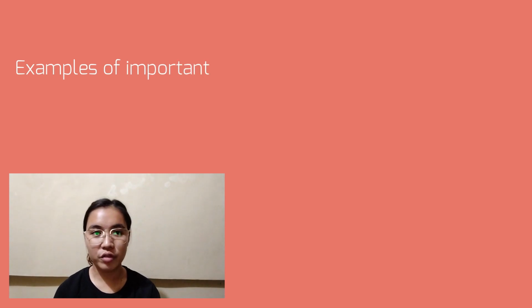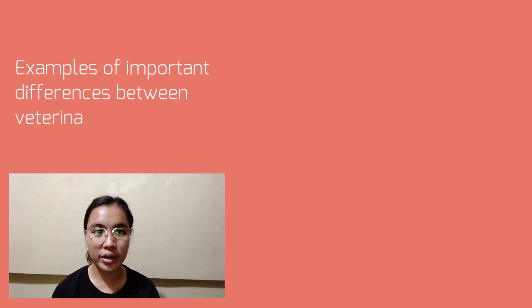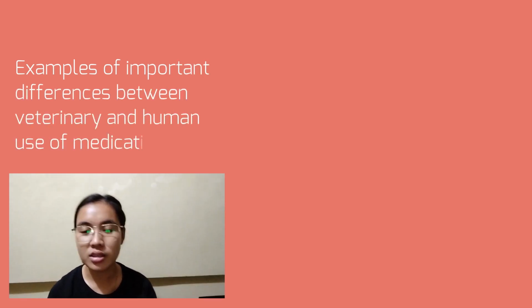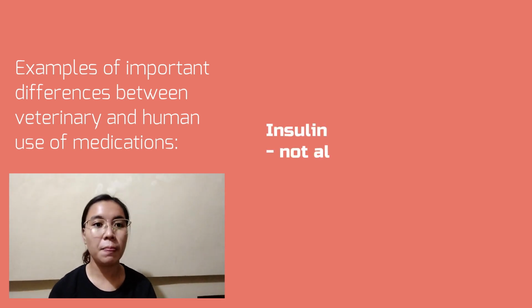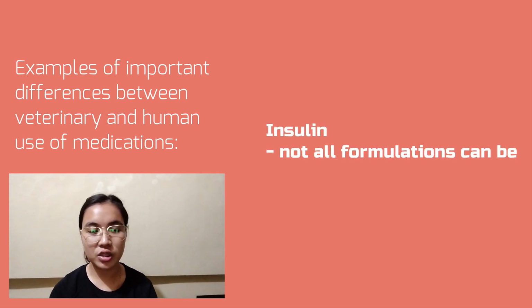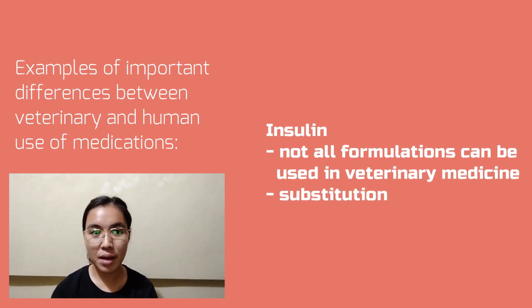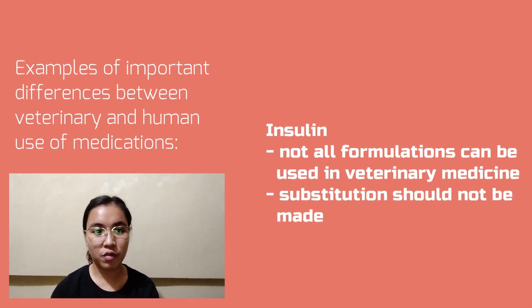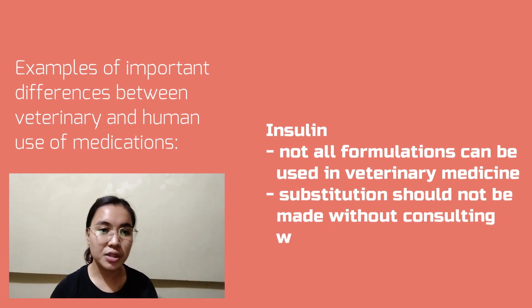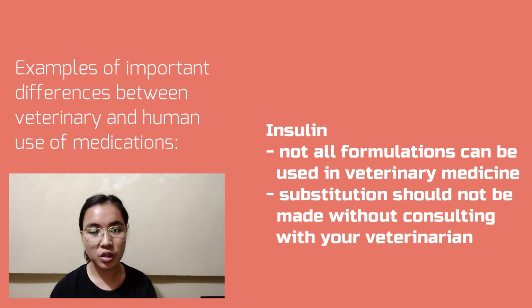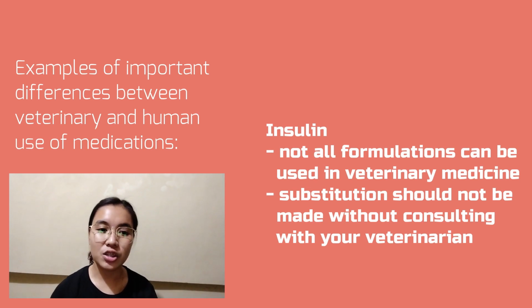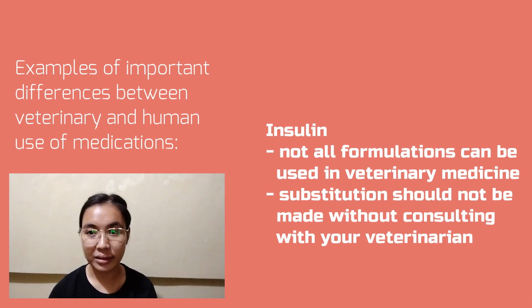So, examples of important differences between veterinary and human use of medications. First, we have insulin. There are many formulations of insulin, but not all formulations can be used in veterinary medicine. Although an alternative form may be less expensive, substitution should not be made without consulting with your veterinarian, as the insulin might not be suitable for your pet.